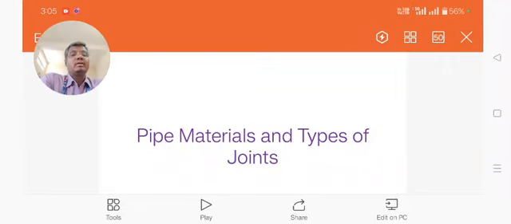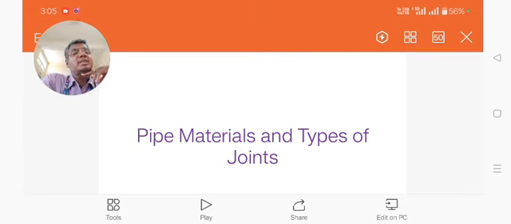Today we are going to discuss the topic pipe materials and types of joints, which comes under Unit 3, conveyance of water. We all know that water is conveyed with the help of pipes. Hereafter, we will refer to the pipe as a conduit. Conduit is the technical name for pipes.